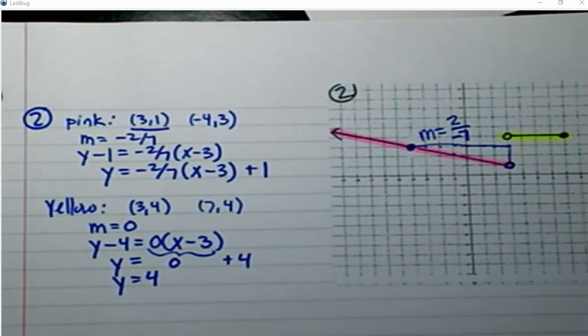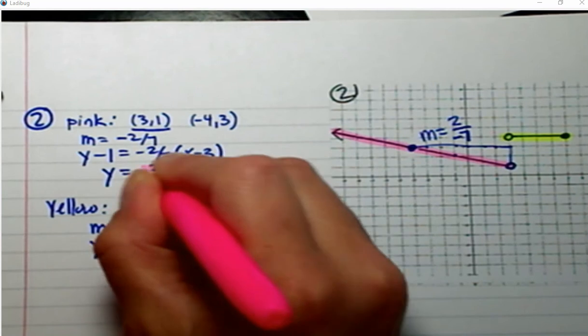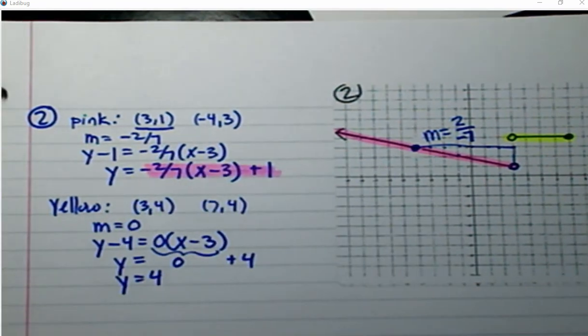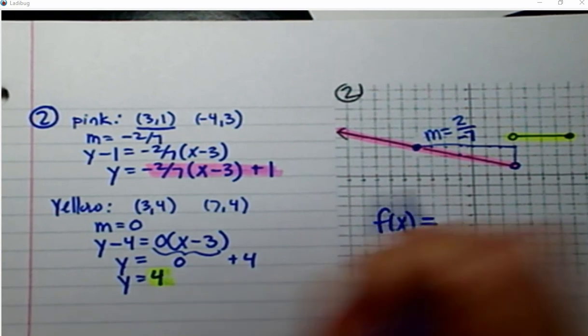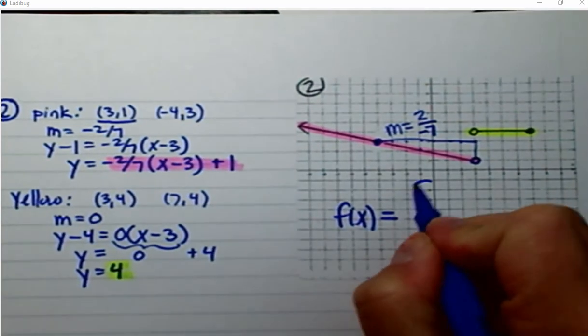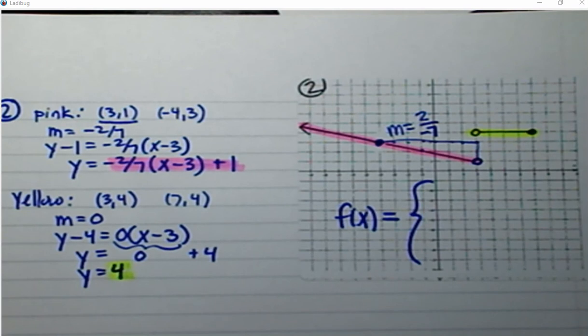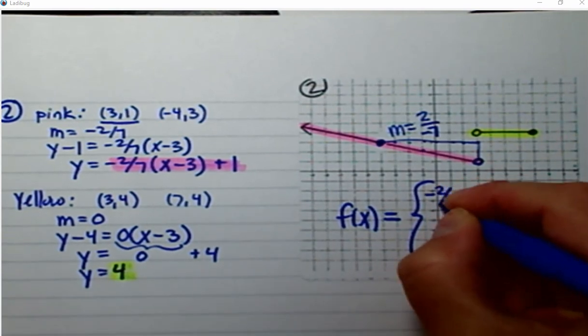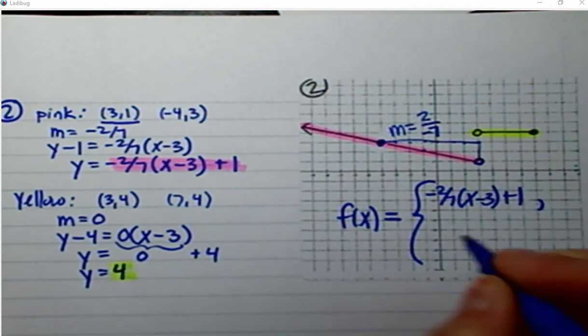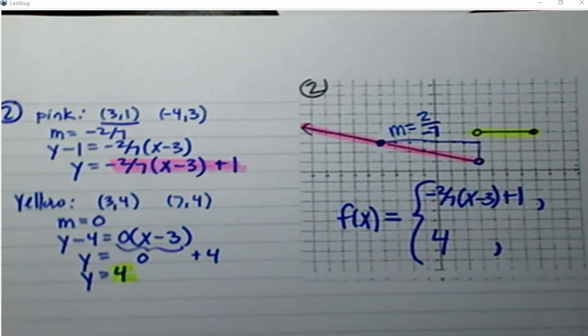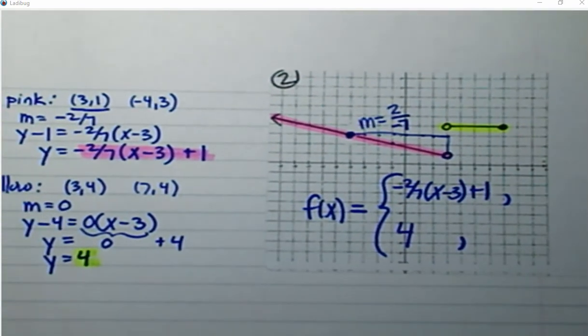That's it. Okay. So we've got the pink. There's the pink part. This is the yellow part. Notice that the y equals part, that's not the part I'm highlighting. I just want the equation part, the other side. And I'm just going to write this equation right below here because I already used up all my space. -2/7 (x minus 3) plus 1, comma, domain. And 4, comma, need the domain.